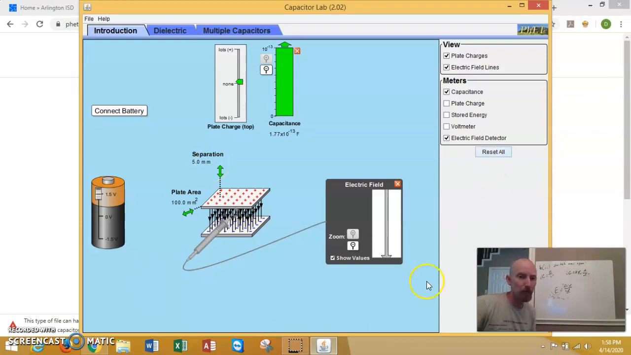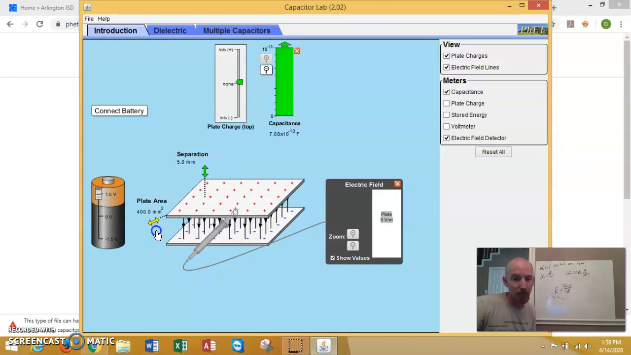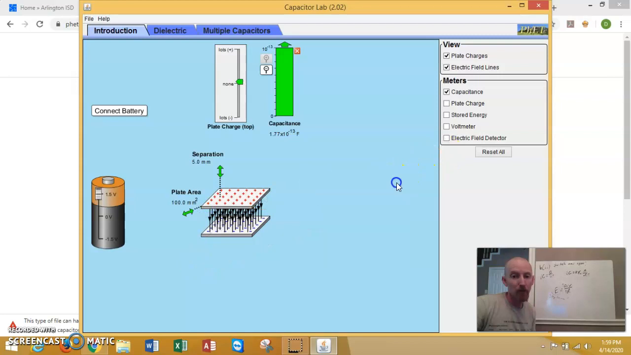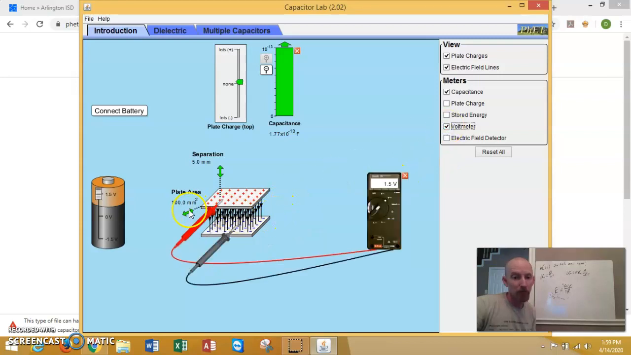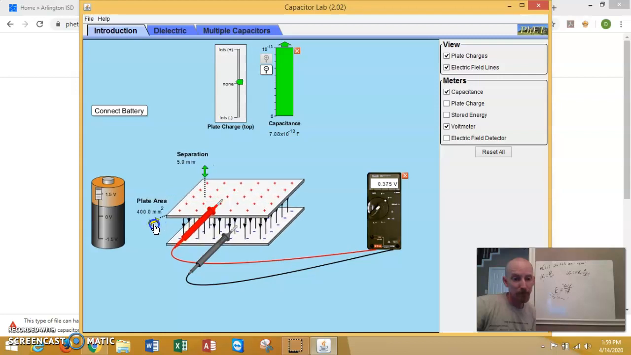I like PhET a lot because you can fiddle with this and you can practice. For instance, what happens if we make the plates bigger? Would our field get bigger or smaller? Field gets smaller. Field lines are further apart. And what would happen to voltage if we make the plates bigger? Voltage gets smaller.